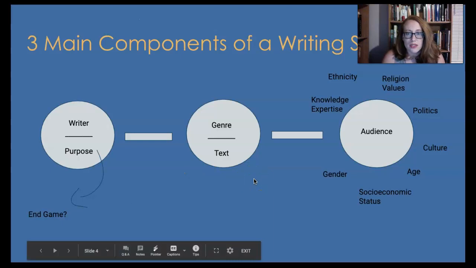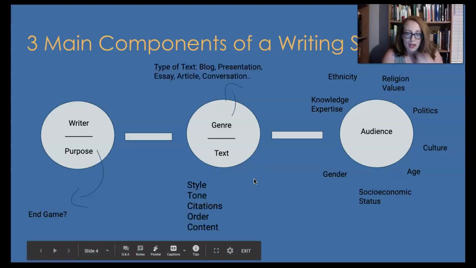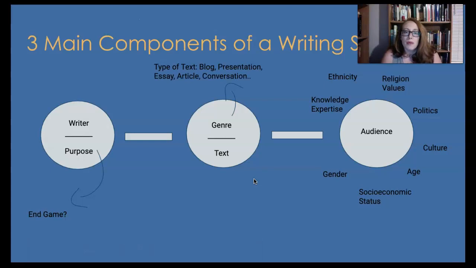The final piece of this is the genre and the text. When I say genre, I just mean the type of text. Are you writing a blog? Is this a presentation? Is this an essay, an article? Is this a conversation? Those things are going to determine some stuff. I don't know if you've looked at a blog, a presentation, an article, had a conversation, written a text, written a lab report, an annotated bibliography. They're all wildly different because they have some different rules.